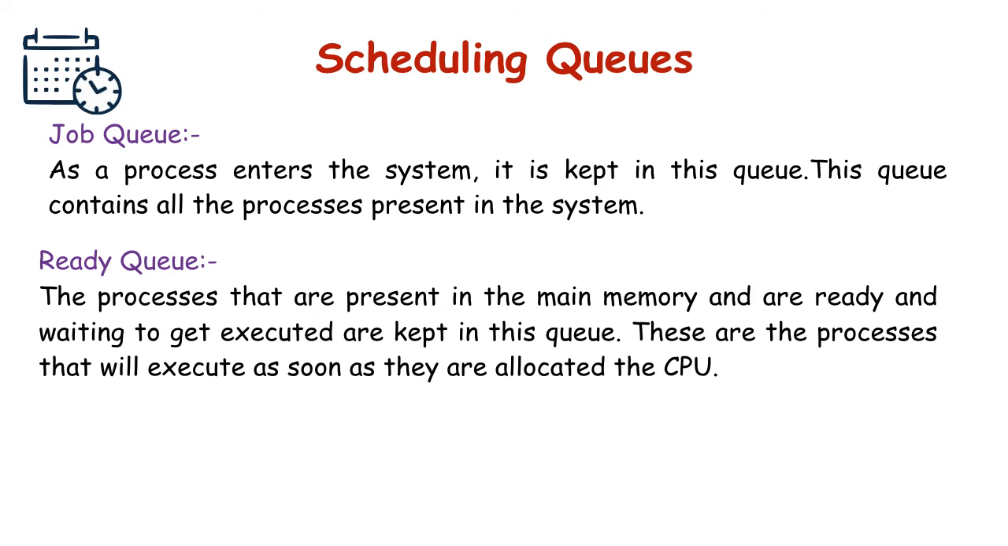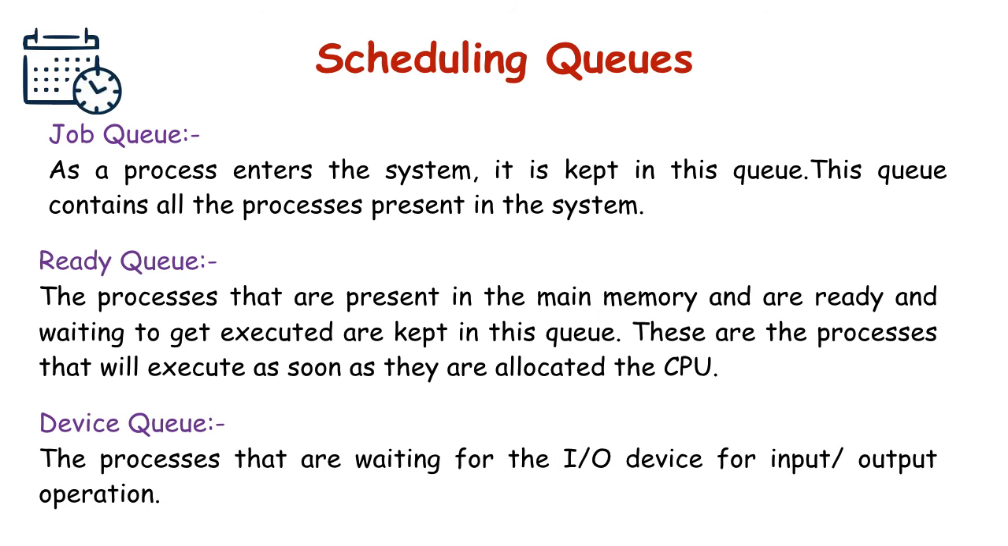Next is the ready queue. The processes that are present in the main memory and are ready and waiting to get executed are kept in this queue. These are the processes that will execute as soon as they are allocated the CPU. The next is the device queue. This contains the processes that are waiting for an IO device or input-output operation to be performed.